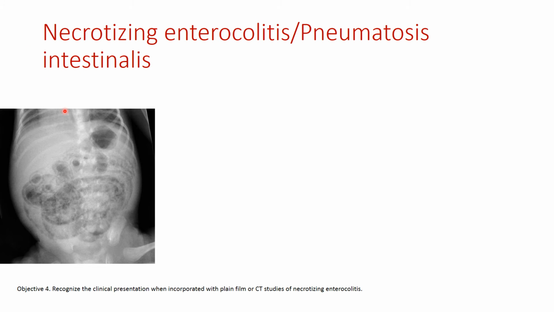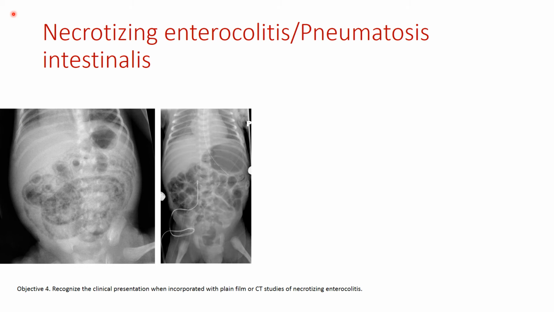So here's a very severe case of pneumatosis intestinalis, and what we see is air lining the bowel. It's within the wall of the bowel. It's not within the lumen, it's within the wall. It has a very distinct look. This is quite severe in this baby. This baby is probably not going to do very well because this is a lot of bowel that's necrotic.